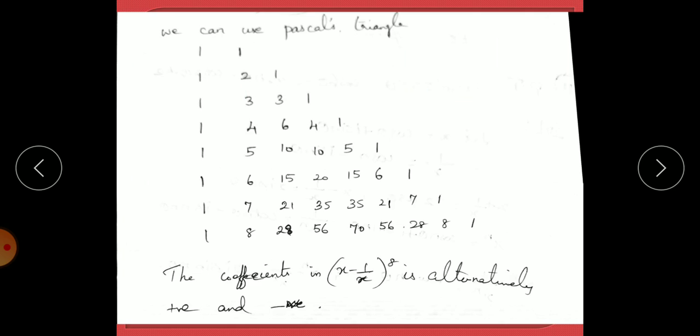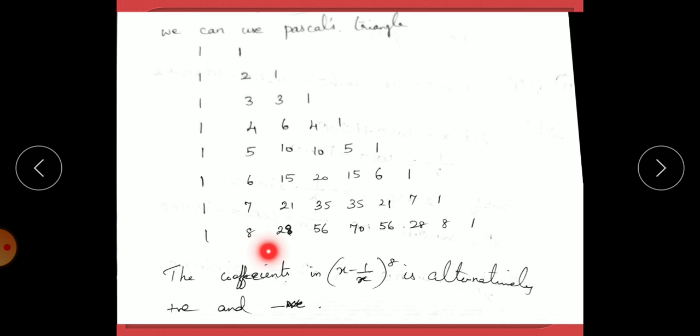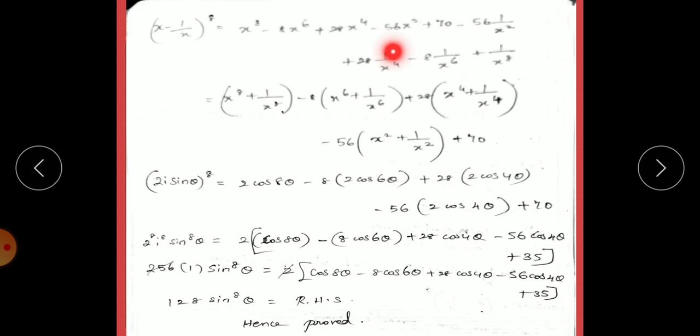So x power 8, then minus 8 x power 6, plus 28 x power 4, right? Likewise we are doing here also, we are splitting as powers 8, 6, 4, it should be like that only. How we took the odd powers in the previous problem, likewise here we are taking the even powers 8, 6, 4, 2. Now again we are rearranging in that way.